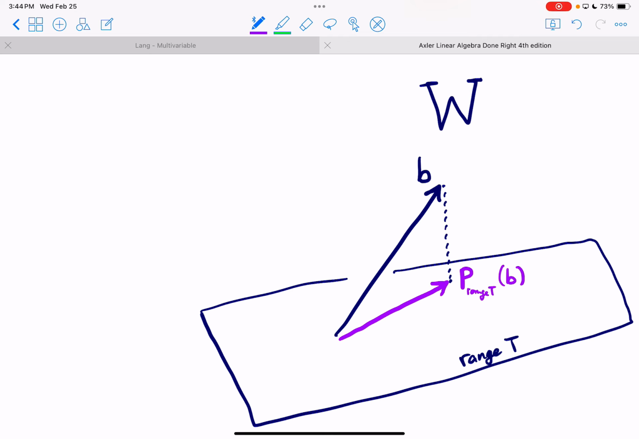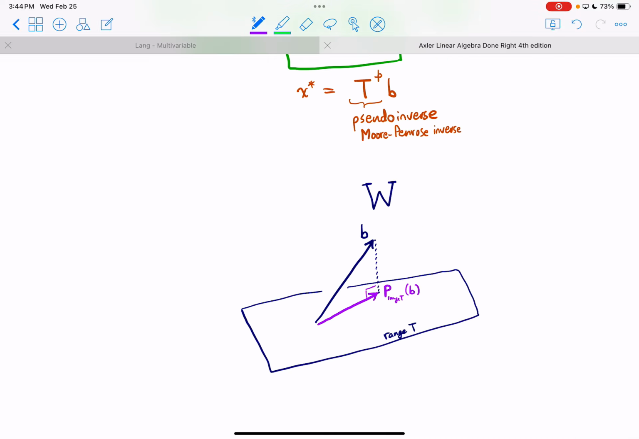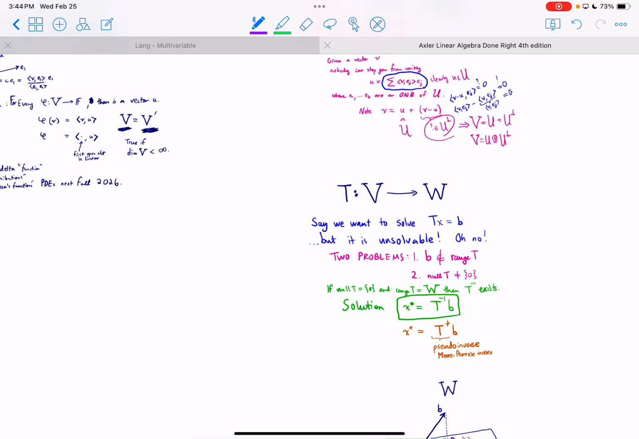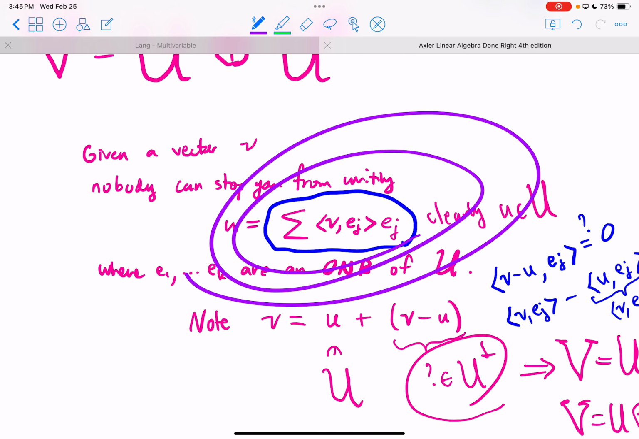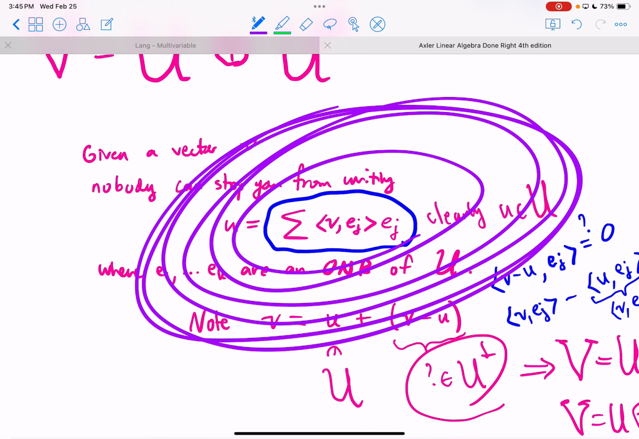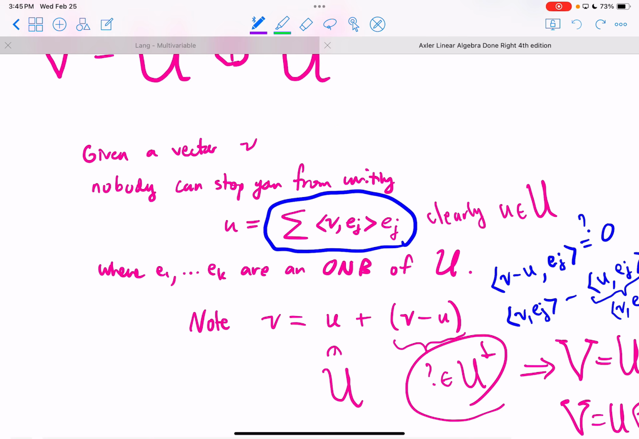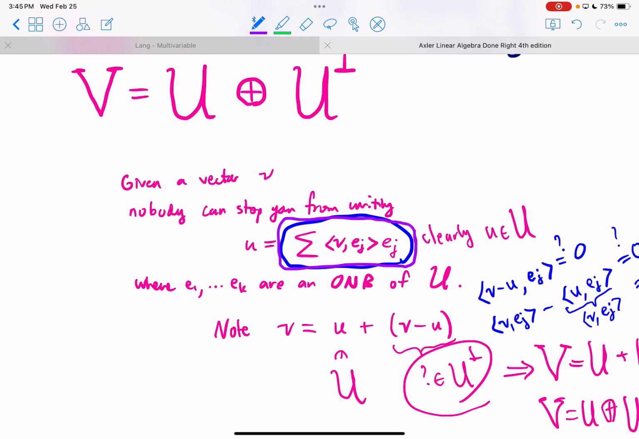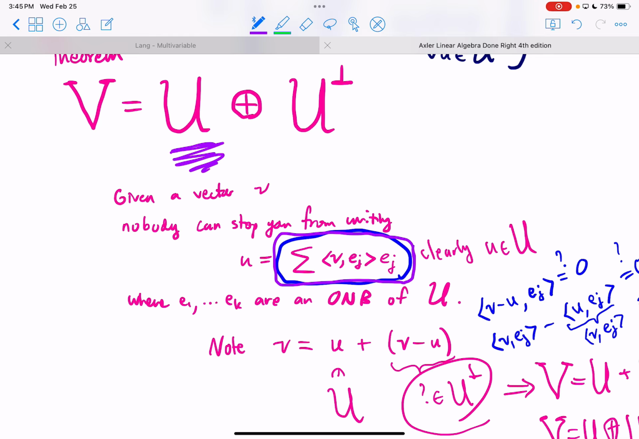And that is 90 degrees. What's the projection onto the range of T of B? Sorry, it's this. Think of this as the range of T. And think of this as being W now. Just in a different space. In other words, how do you orthogonally project onto a space?